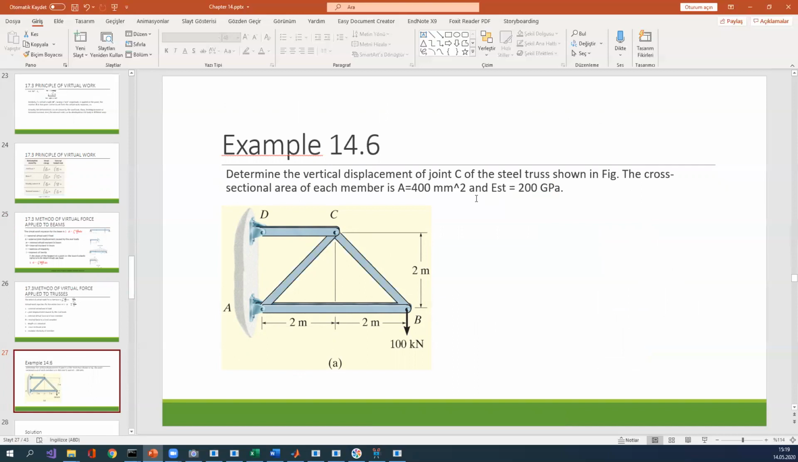The question asks, for the truss shown in the figure with the given cross-section, to determine the vertical displacement at point C. So we have two types of loading, as I said. First of all, I want to draw the real loading, and I want to draw the structure.